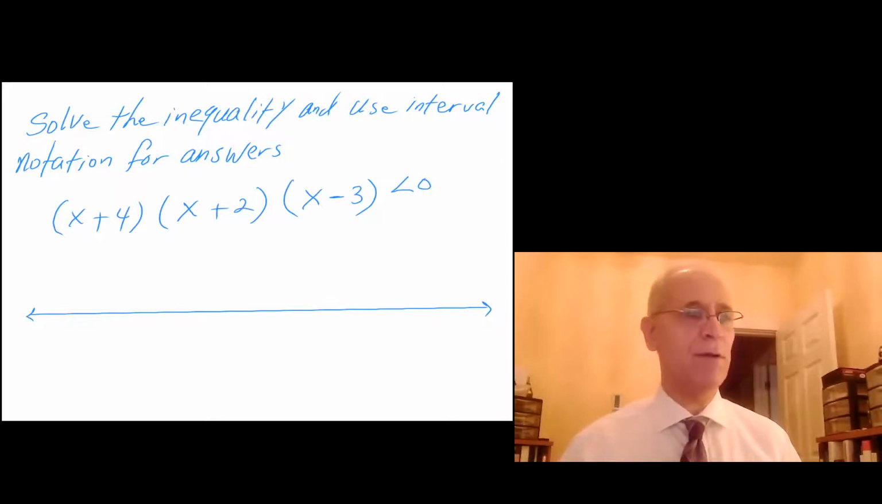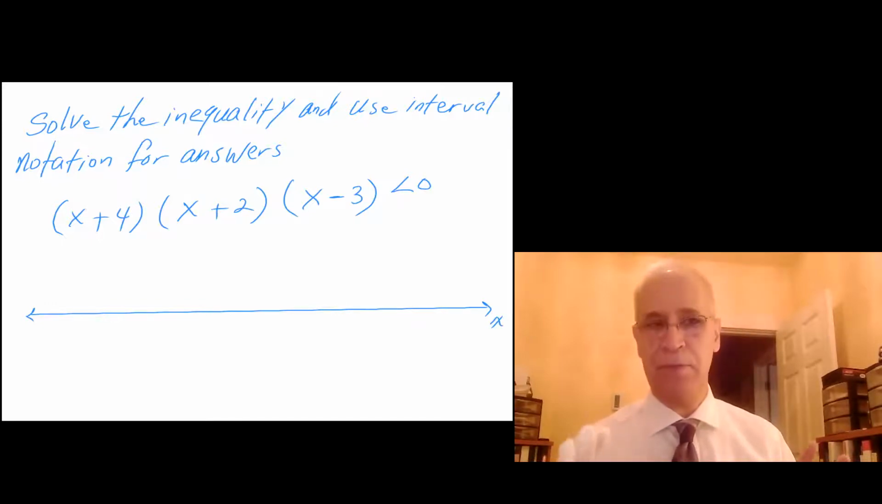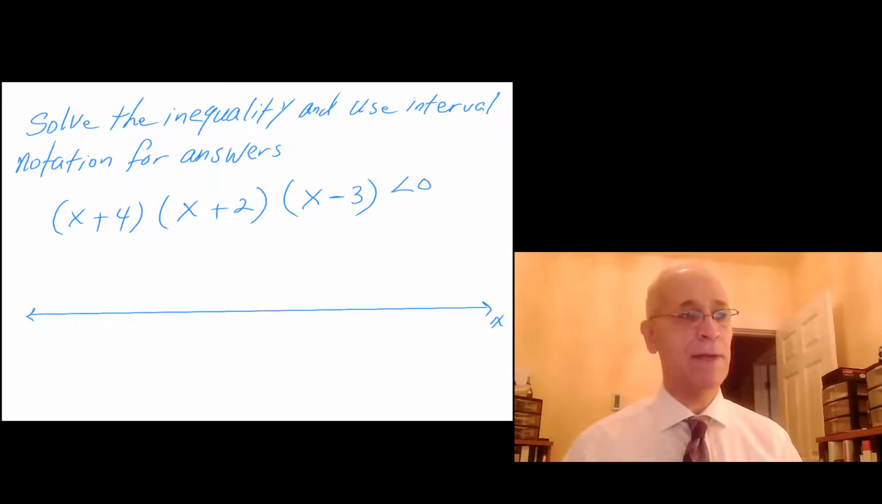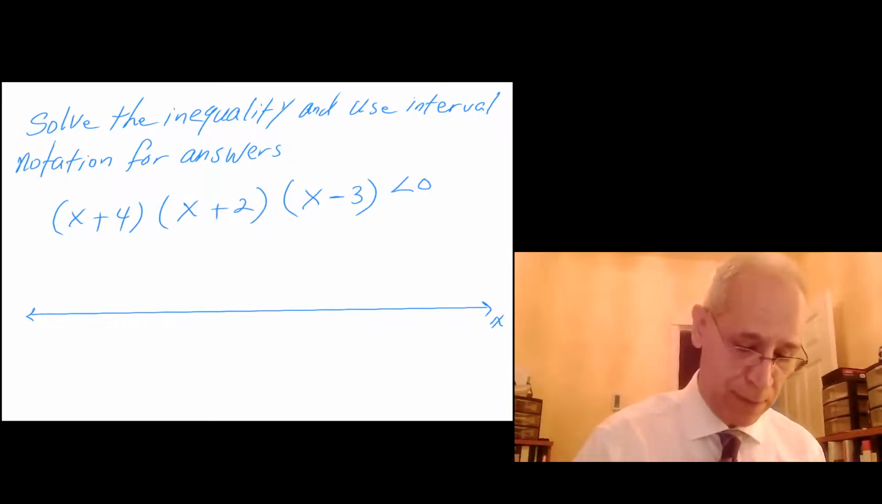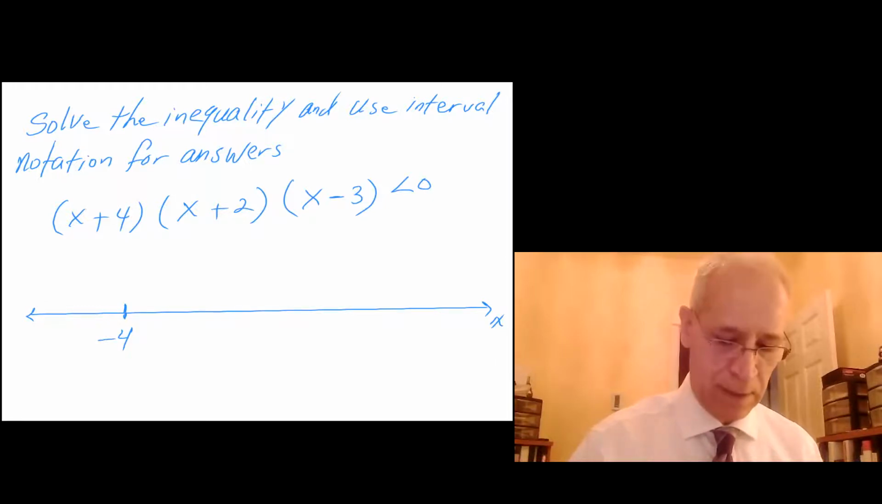And I'm going to find the critical points that I need. So you can say that this is the x-axis or number line once again. Looking at this, I know that at x equals -4, I have an x-intercept. So let's say that -4 is somewhere in here. And let's say I get -2 in here. And let's say +3 somewhere in here.